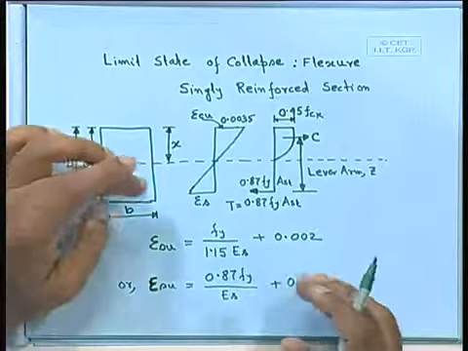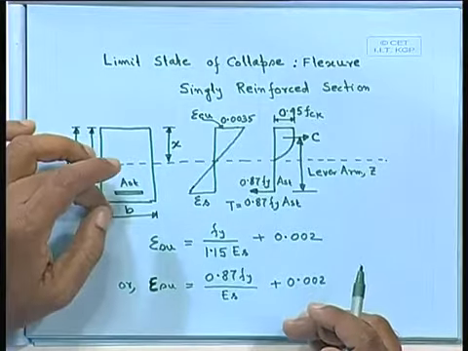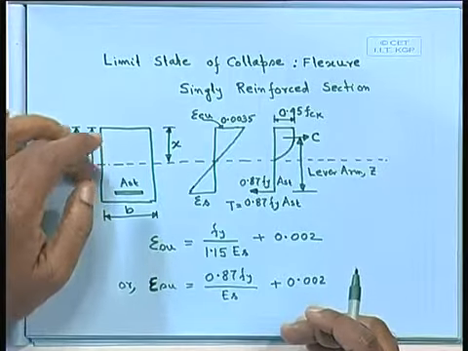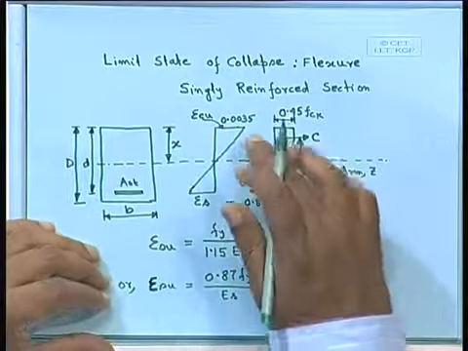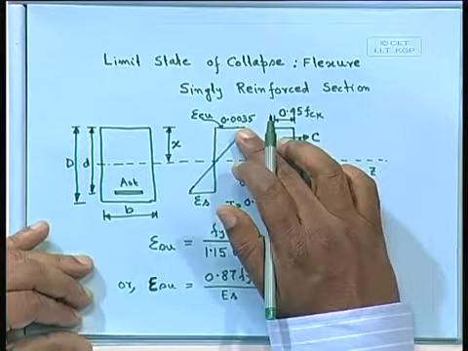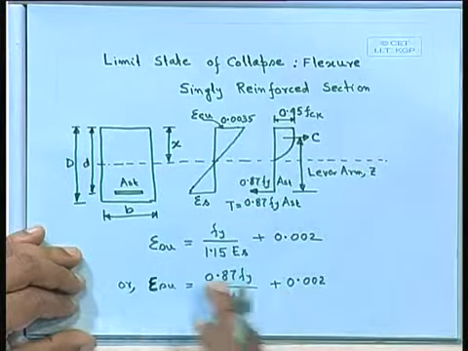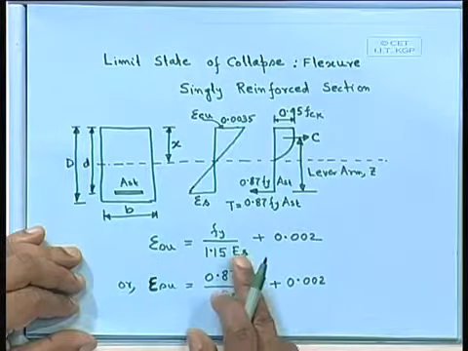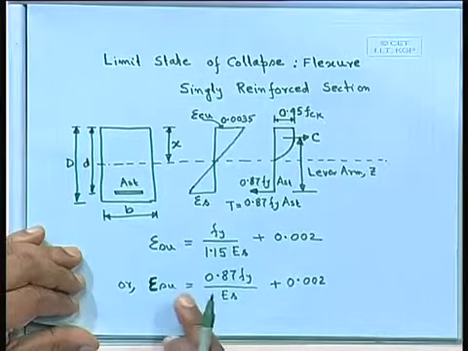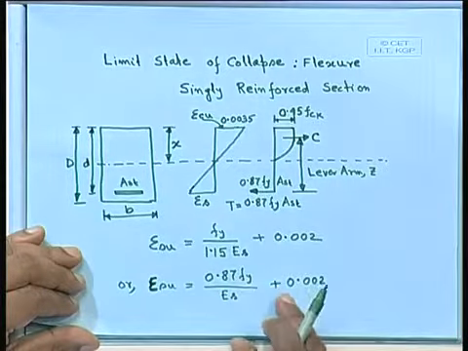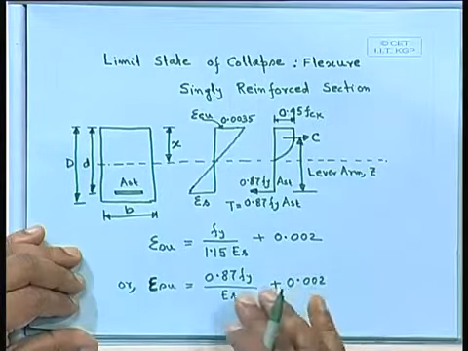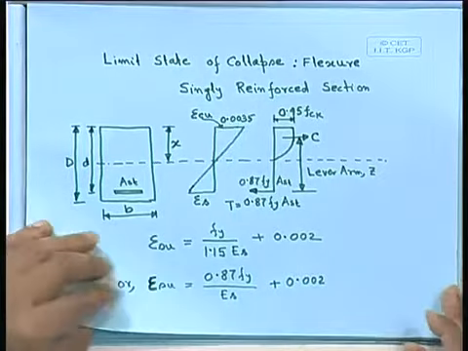We are considering singly reinforced, only reinforcement in the tension side, and we know that 0.0035 is the limiting strain in concrete in compression. We shall get the corresponding epsilon SU. For different grades of steel, we shall get different limiting strain.